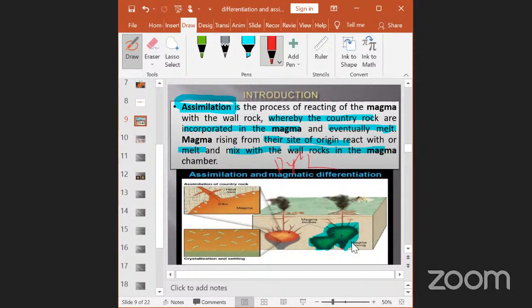So, more pyroxene and labradorite will crystallize during the reaction, and it will release their latent heats of crystallization.